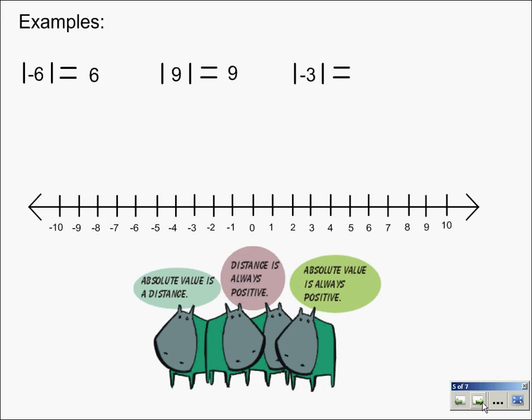Let's look at another example. The absolute value of negative 3. Let's count the spaces. 1, 2, 3. The absolute value of negative 3 would be 3.